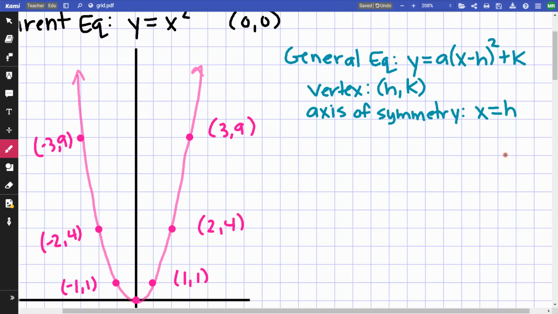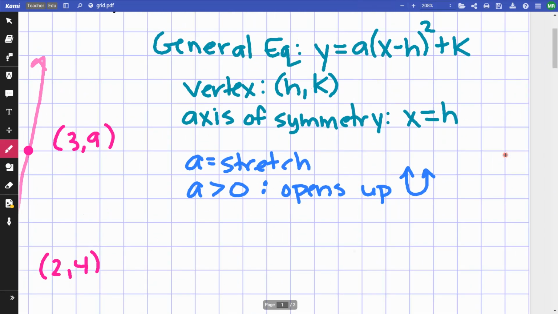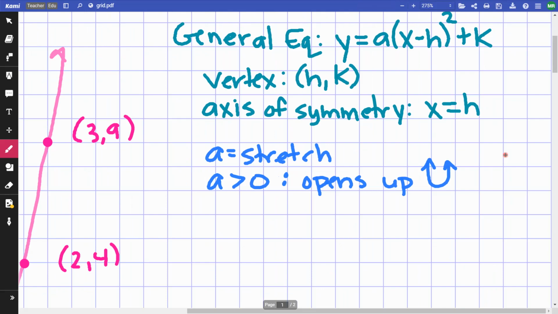Now I'm going to talk about my a real quick. My a is our stretch, and depending on our a, it's going to tell you the direction your graph is opening. If my a is positive, so if a is greater than 0, we say it opens up, like that. Does everyone have the graph where I can zoom in on this? So if my a is less than 0, or negative, it opens down.